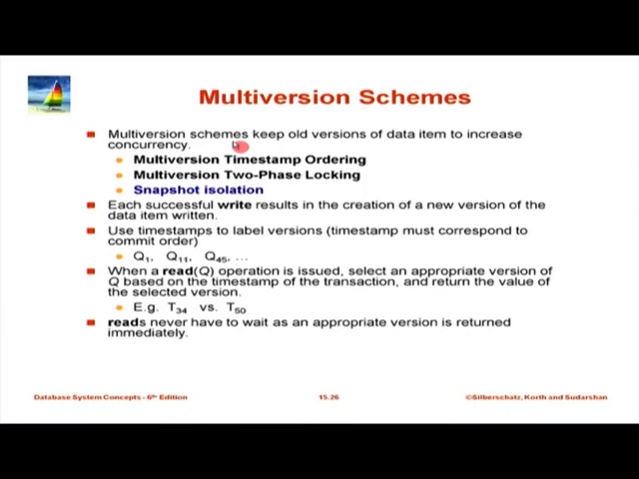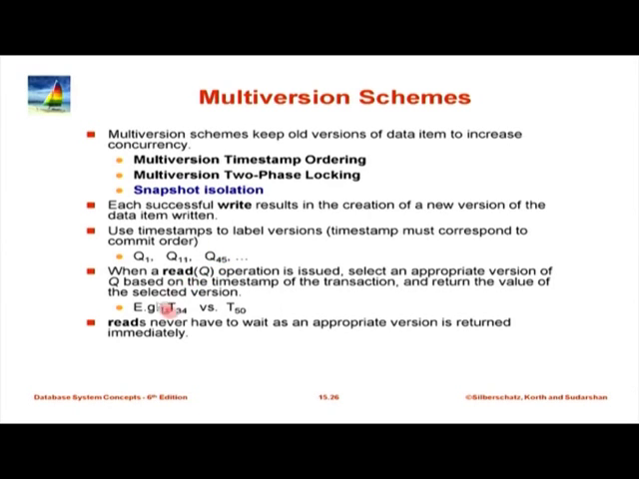So the next key concept is something called a multi-version scheme, where whenever you do an update, you create a new version of a data item. And these data items are labeled by timestamps. So the timestamp must correspond to the commit order in general, or serialization order. And so let's say that I have transactions with timestamps Q1, Q11, and Q45, which successfully updated a particular data item. Then there are correspondingly three versions of the data item corresponding to Q1, Q11, and Q45.